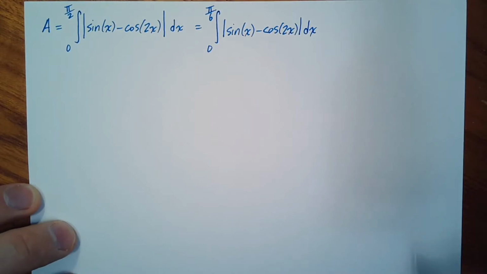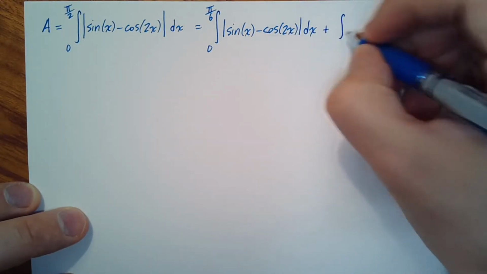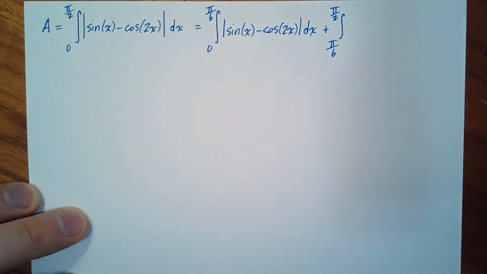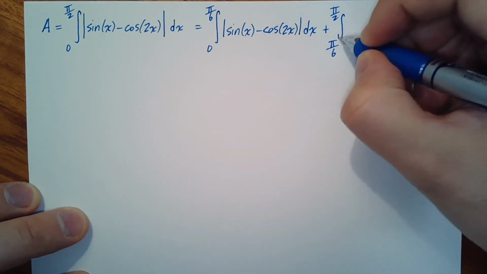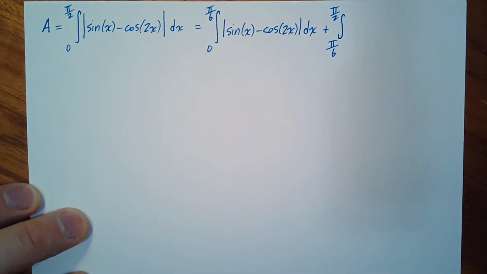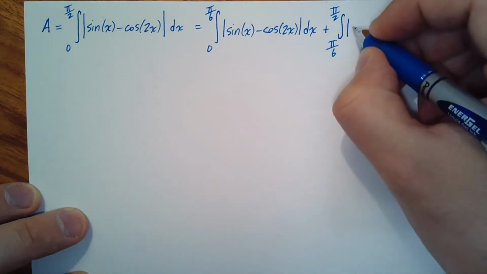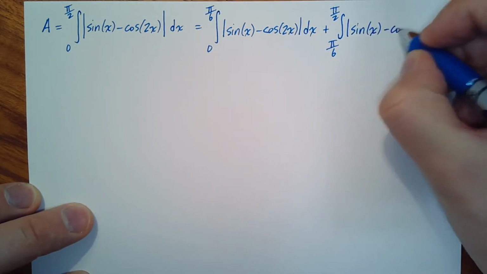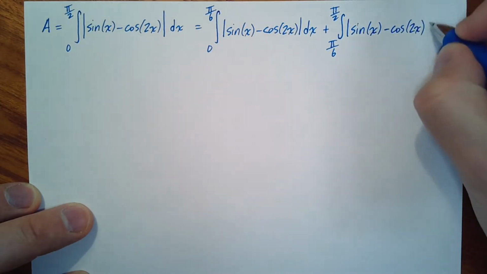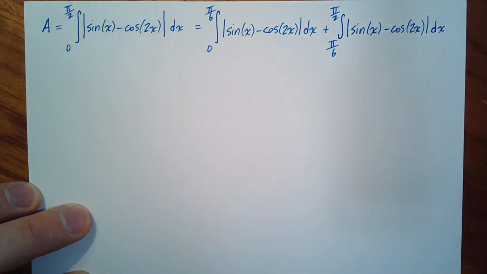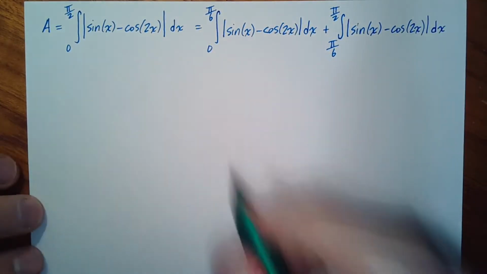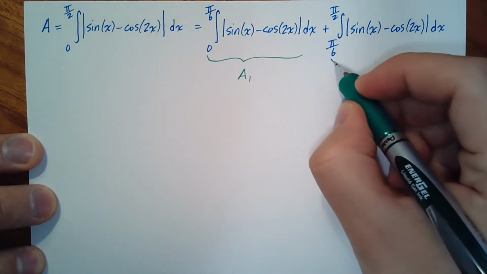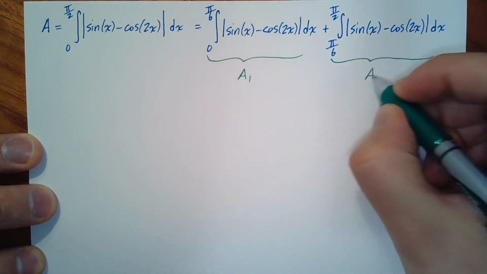And then we're going to add to that the definite integral going from pi over 6 to pi over 2. I'll just fix this a bit so it goes up. So that's the definite integral from pi over 6 to pi over 2 of the same integrand. It's the absolute value of sine of x minus cosine of 2x. Okay, let's call this A1 and call this A2. And then we can just calculate them separately.